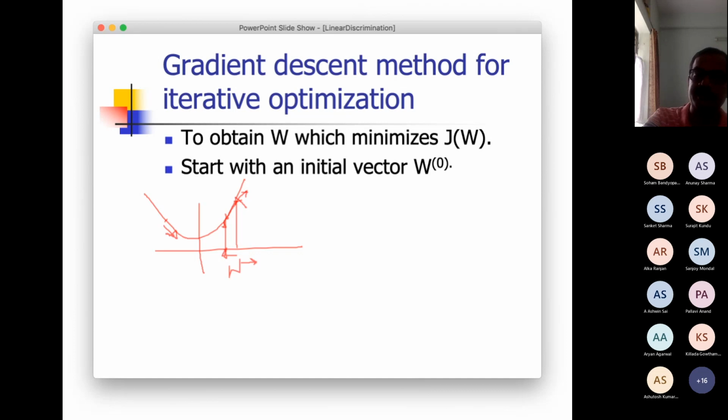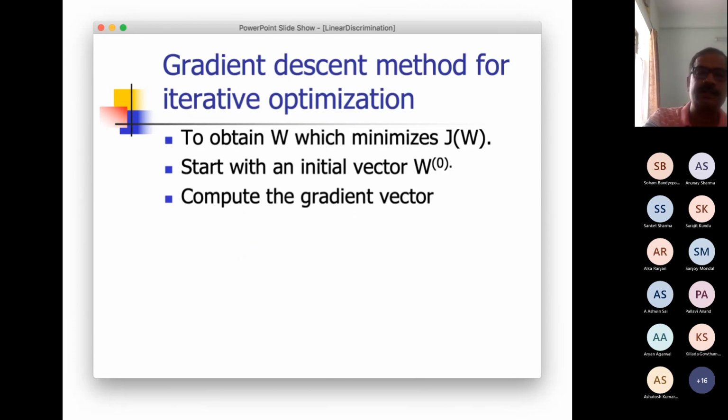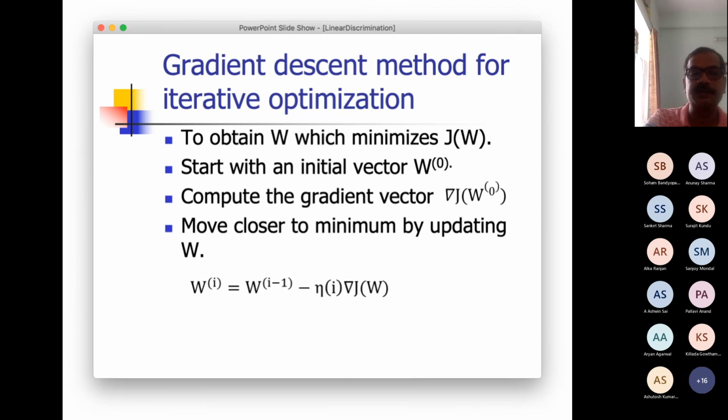So that's the simple algorithm. You can start with an initial vector, W naught, then compute the gradient vector and move closer to the minimum by updating W. So what should be the step size? Since you are updating the W, there is a kind of variation. You can see there is a scaling of this vector. This is a scaling term, and this is a step. We call it step size.